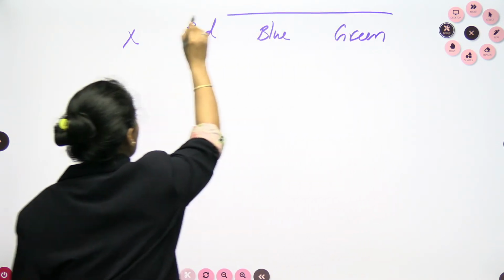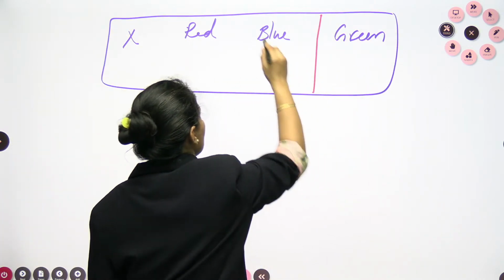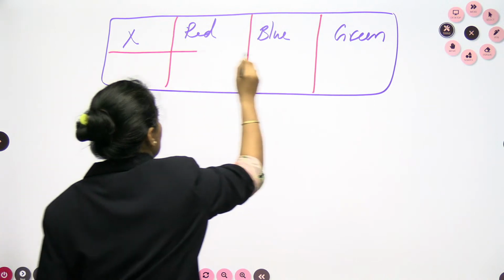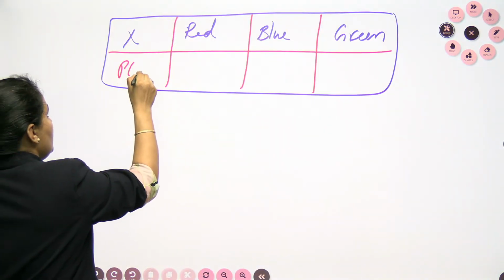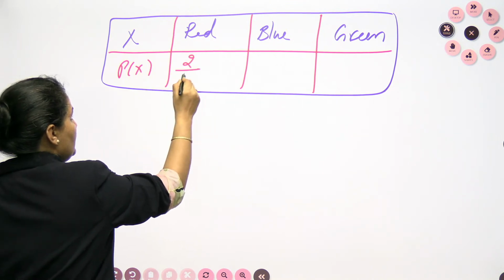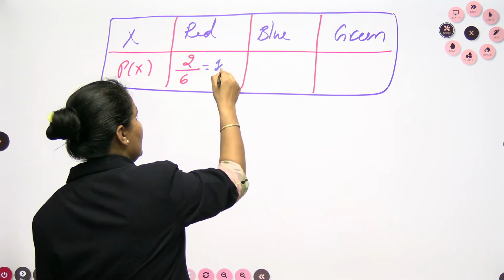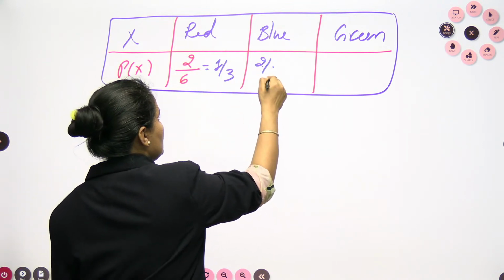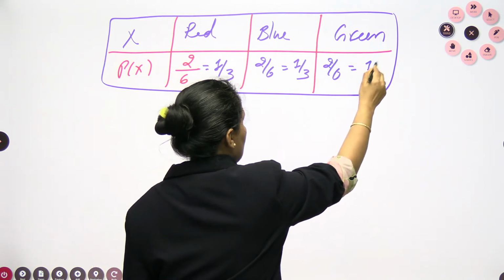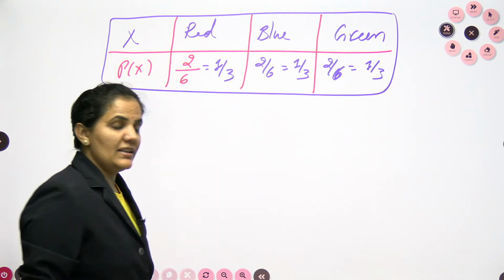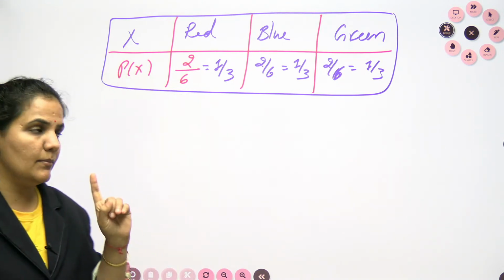For each color, what is the probability? As it is mentioned, each color appears only 2 times on the die. So the probability is 2 times out of the 6 outcomes, 2 by 6, 1 by 3, for getting red color. Same, 2 by 6, 1 by 3 for getting blue color, and 2 by 6, 1 by 3 is the probability of getting green color. So this is very simple.